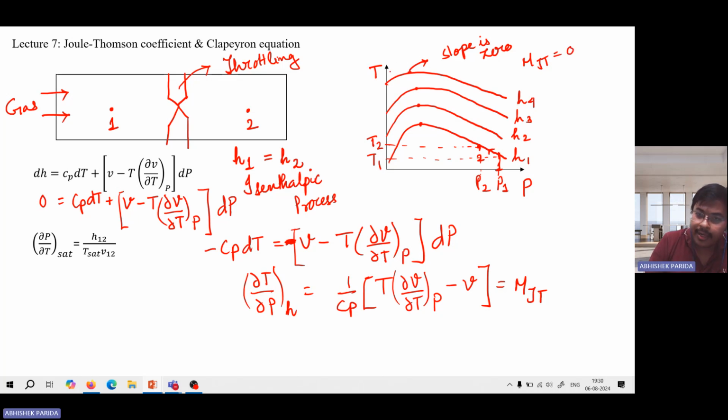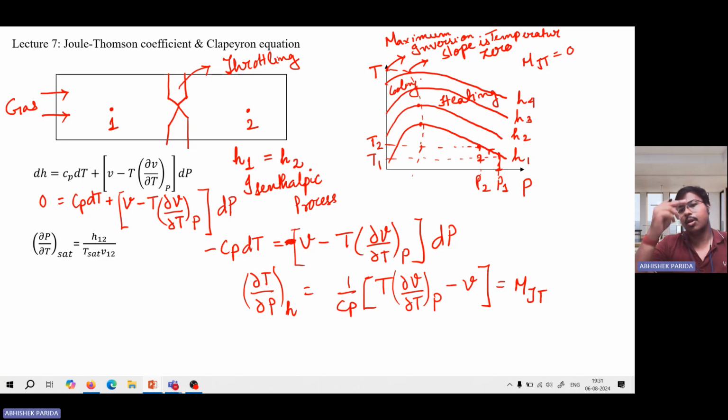And whenever we connect all these lines together, the maximum inversion temperature will be here, whenever the pressure is zero. Maximum inversion temperature. Now, in this part, we'll be finding only heating taking place. And this dotted line divides this whole curve into two parts. One is heating, one is cooling.